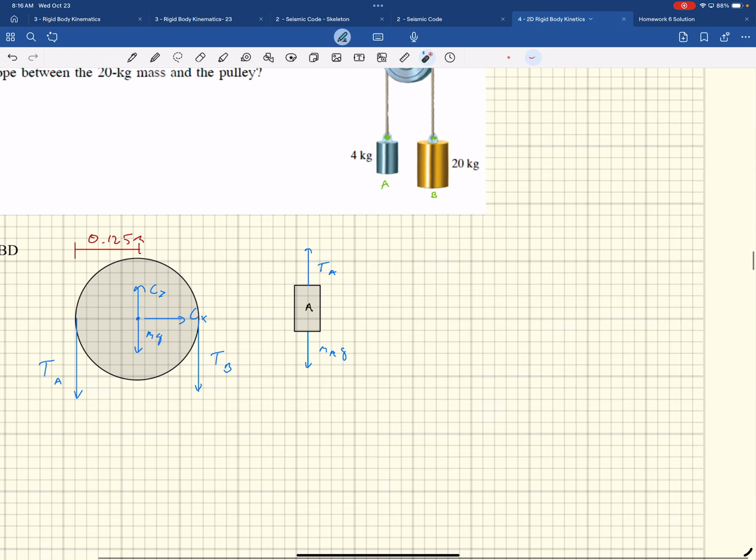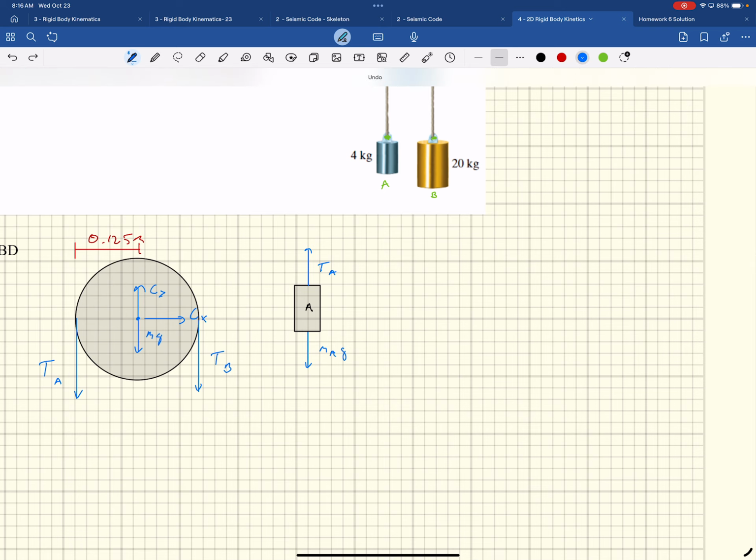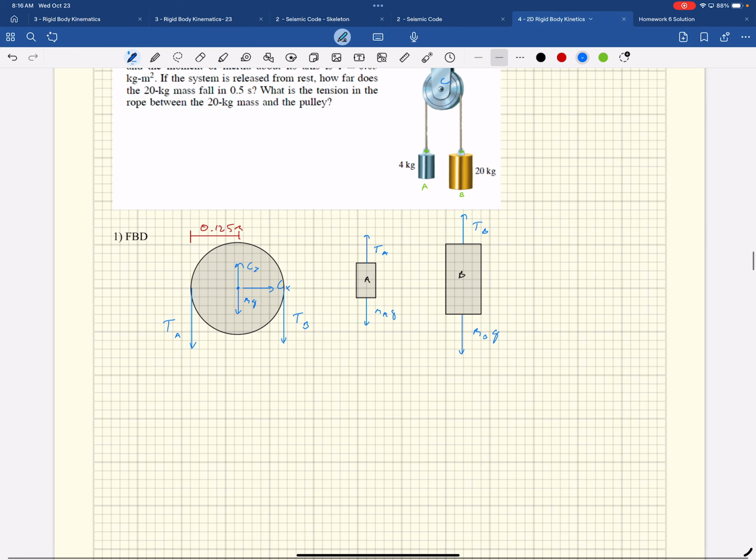And then we'll do B. And a bigger mass. B. And we got MB times gravity. And then this one I got TB. Okay, there's our free body diagram.